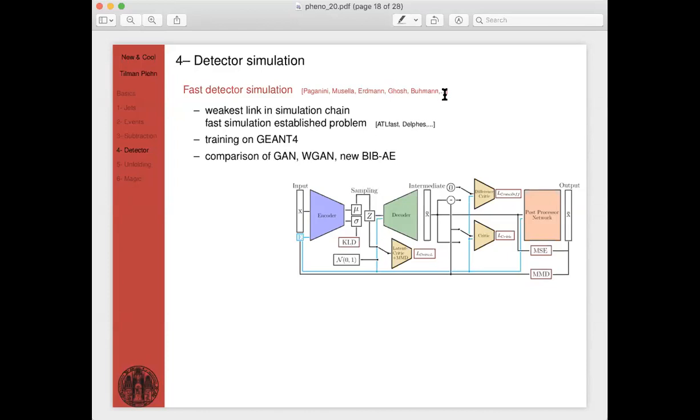Okay, you train on Geant4, in this case not on unknown data. Then what these guys do is compare a whole range of different network structures. So this is the GAN, the Wasserstein GAN. I should say that their GAN is extremely naive and doesn't work particularly well. The Wasserstein GAN is more similar to the GAN that we are using in our event generation, so it's stabilized. And they have a new tool on the market, called a BIB-AE, an information bottleneck autoencoder.